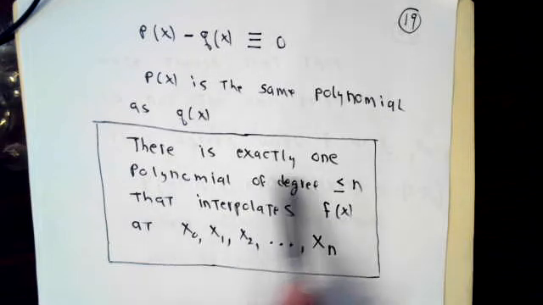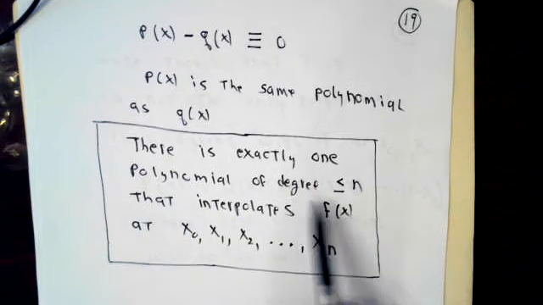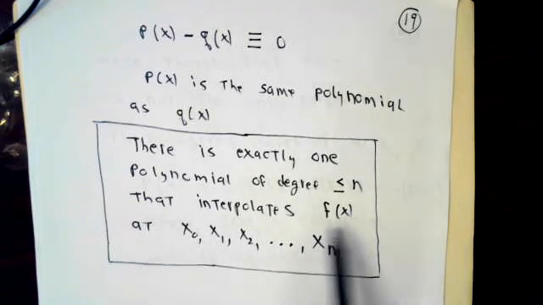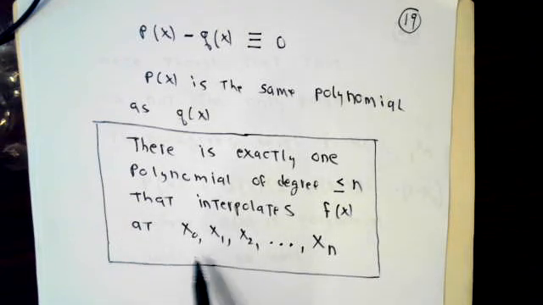There is exactly one polynomial of degree less than or equal to n that interpolates function f at x0 through xn. We may have various ways of writing this interpolating polynomial, but it's the same polynomial. We need to keep that in mind.